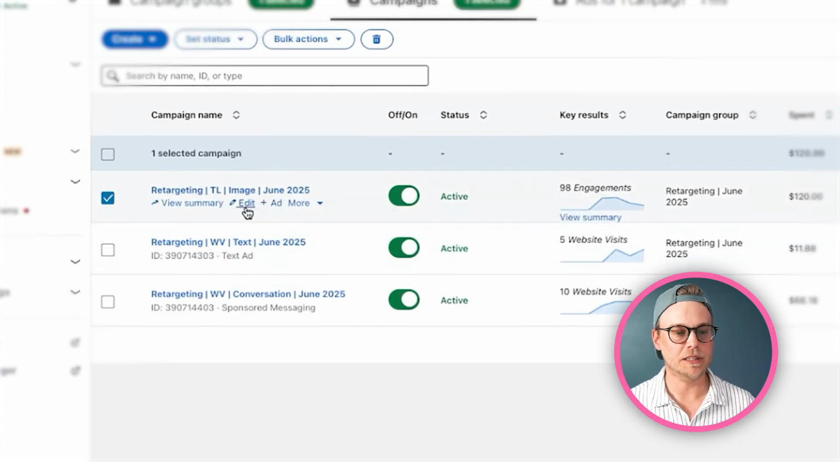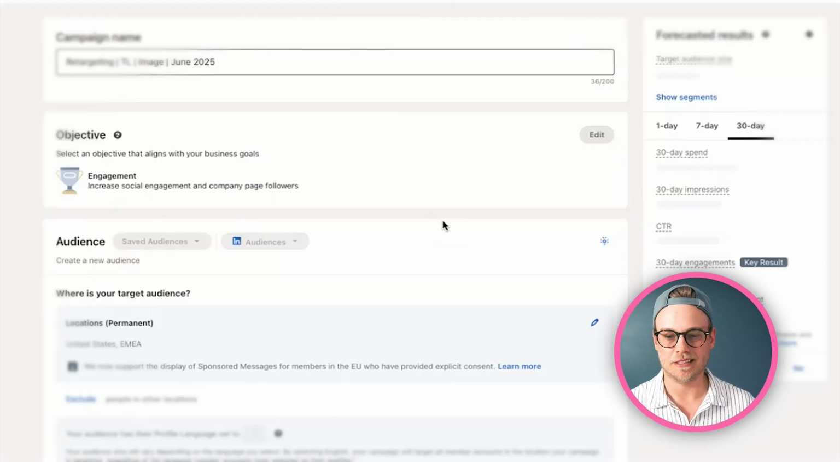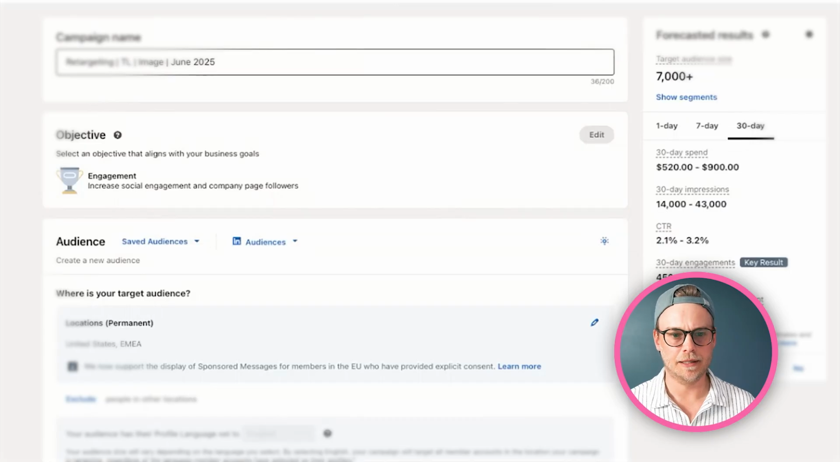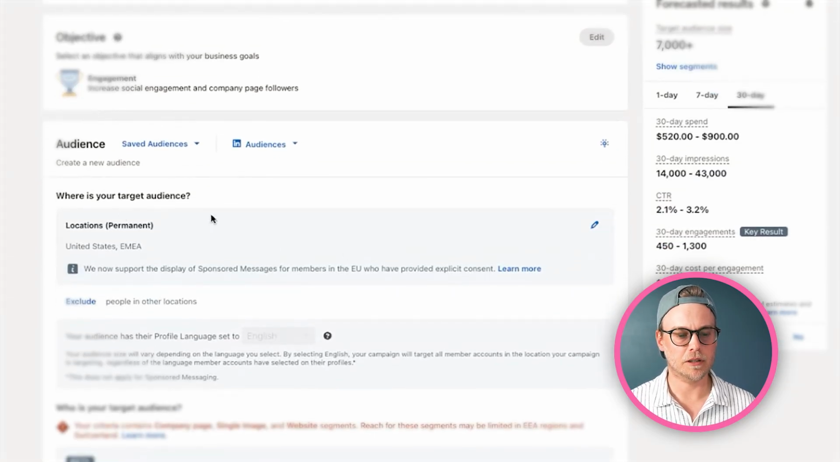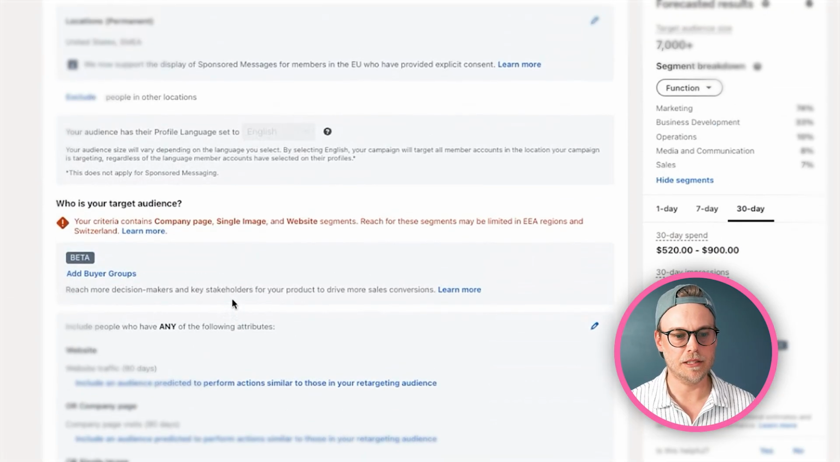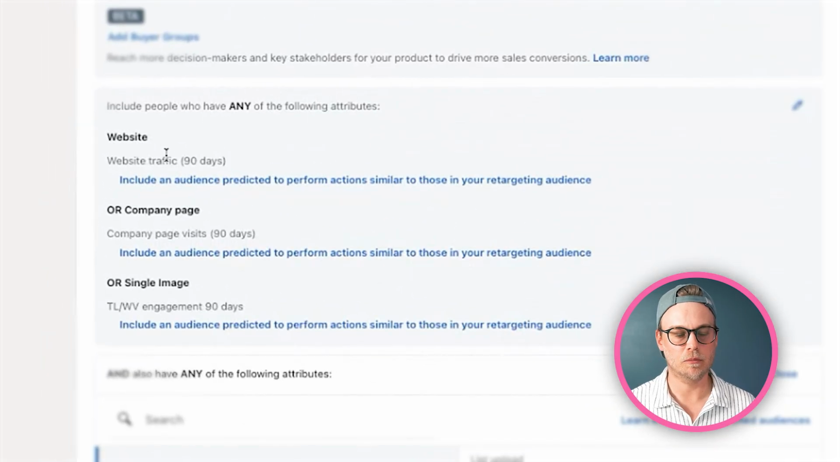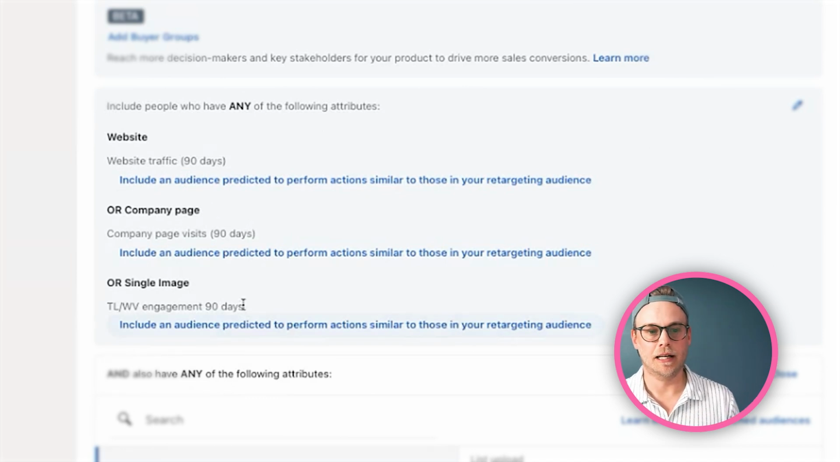They are seeing these over time, then they're coming to our site, trying our product, loving it, and then they're buying. And if we go into these retargeting campaigns, just for you to see how the targeting looks here, we are targeting the same regions. I'm keeping it very simple here. I'm running website traffic 90 days, company page visits 90 days, and then all the engagement on all the ads in the code layer 90 days.